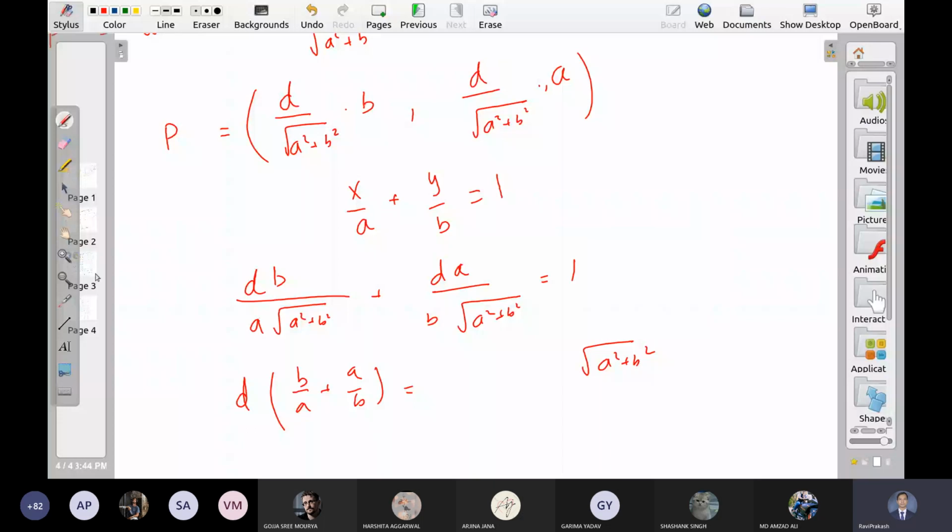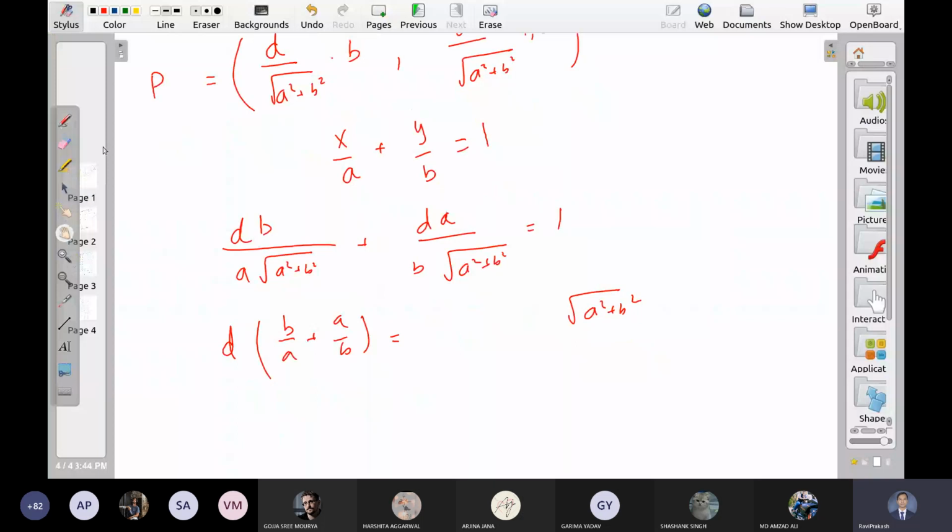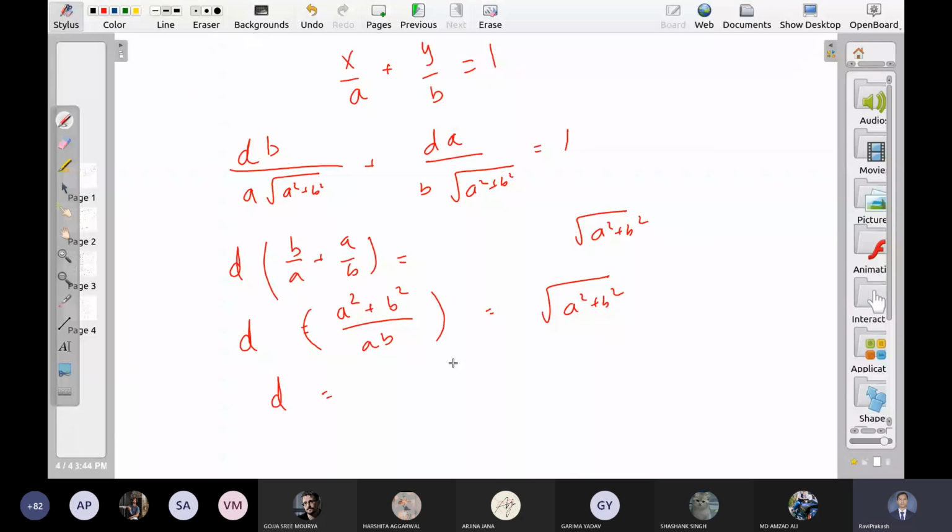So we have A square plus B square upon AB is equal to square root A square plus B square. Or what is D now? D is AB divided by square root A square plus B square, or it is also equal to 1 upon square root of 1 upon A square plus 1 upon B square. This is a formula that you know, right? You must have studied this formula.